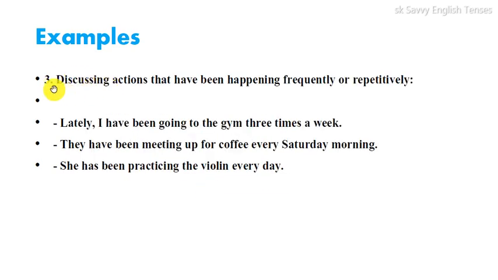Okay, number third is discussing actions that have been happening frequently or repetitively. For example, lately I have been going to the gym 3 times a week. They have been meeting up for coffee every Saturday morning. She has been practicing the violin every day.